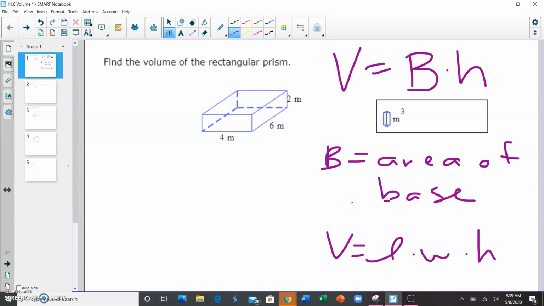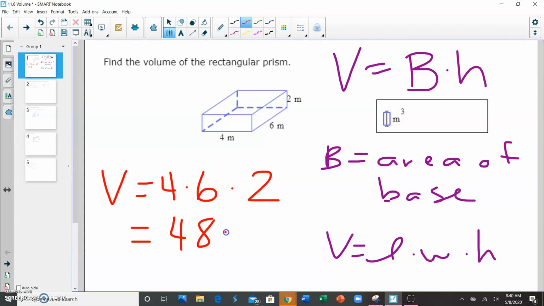You guys have been doing ones like this for a couple of years. So for this one, the area of the base is 4 times 6, and then we're going to multiply times 2. You just take 4 times 6, which is 24, times 2, which is 48. So it's 48 meters cubed.